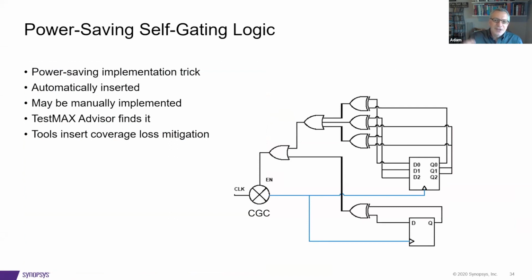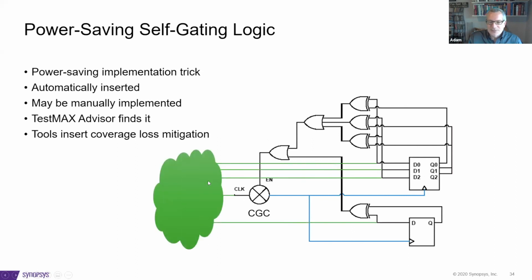Now, another interesting mission mode, I dropped this slide in late in the game. It's not in the slide of downloadable stuff. But this is just kind of some of the weird stuff that people do for mission mode power mitigation, not DFT mode power mitigation, but I'm putting this in there because it relates to DFT in a way. So the trick is, here we have on the right side, we have a register bank or a lot of flip-flops. And these flip-flops are fed by some combinational logic.